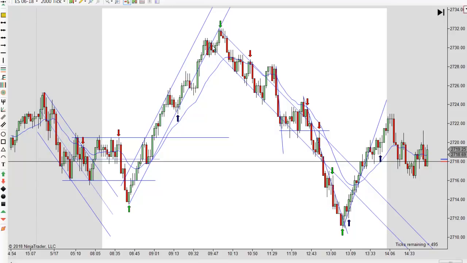And you definitely don't want to be getting long up here. We've been away from the EMA for far too long. We've already had a break and a couple of moves up. In fact, I like going short right here.